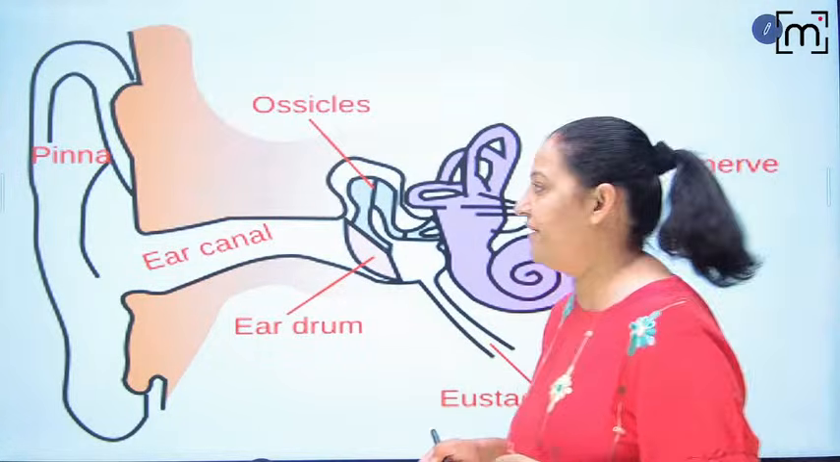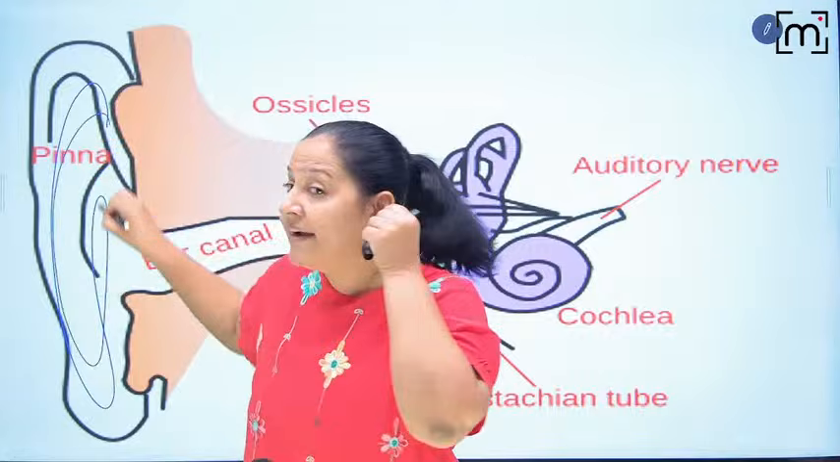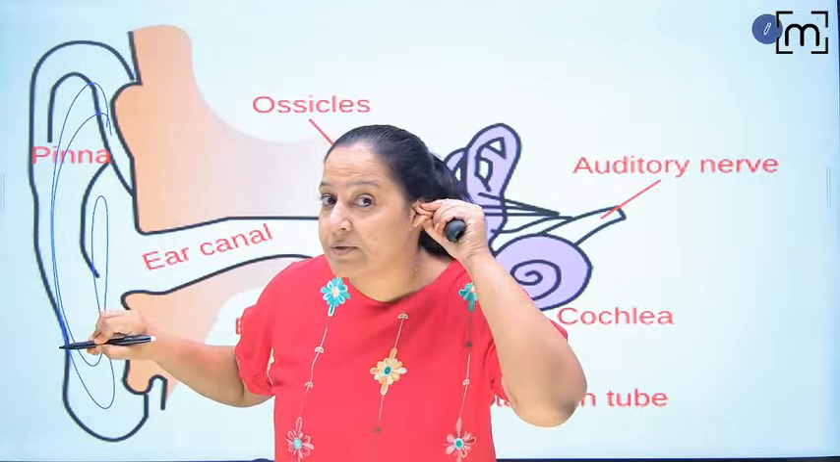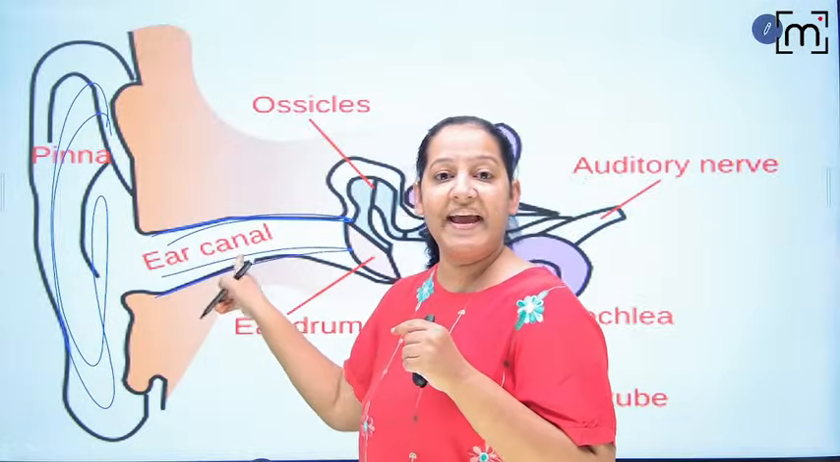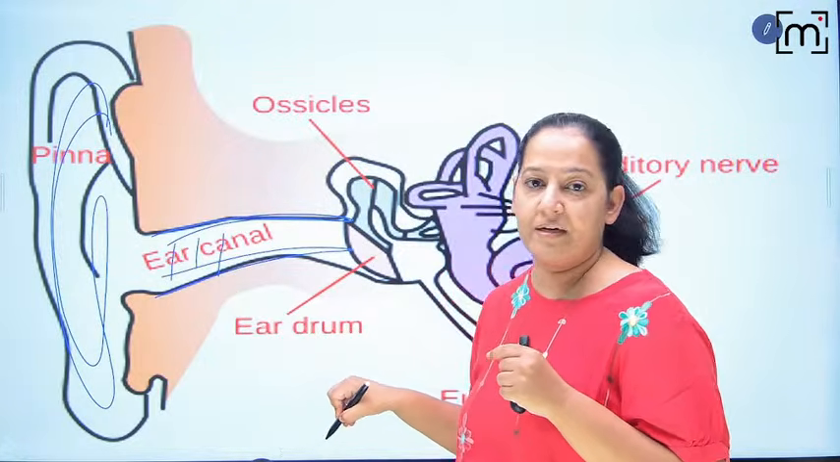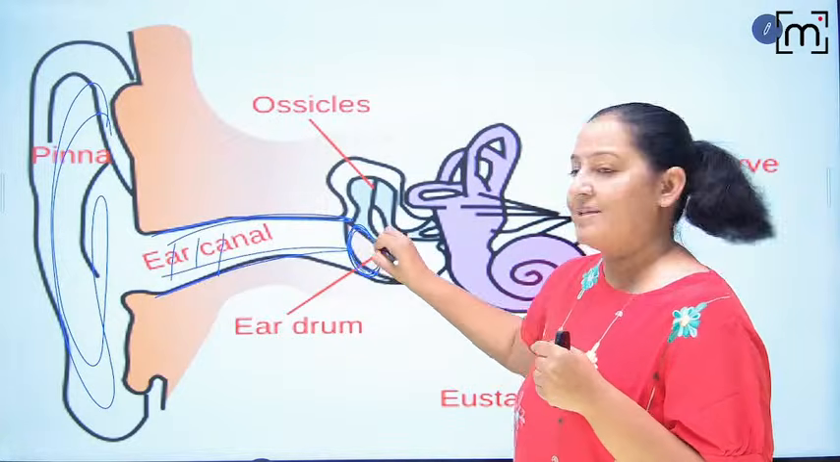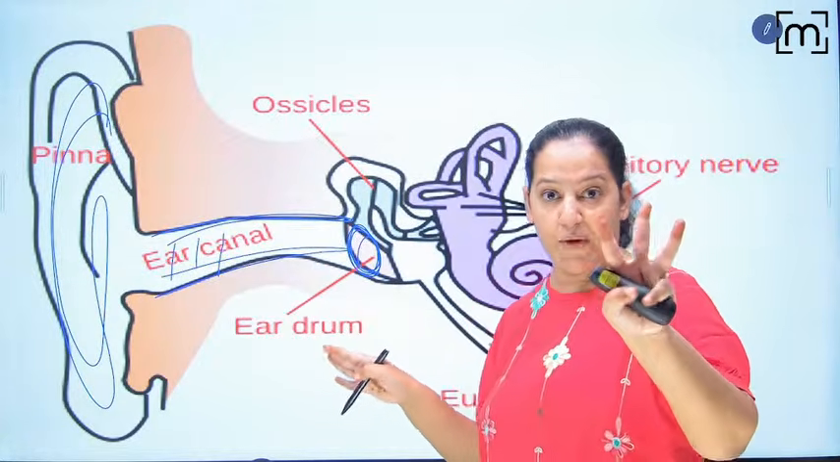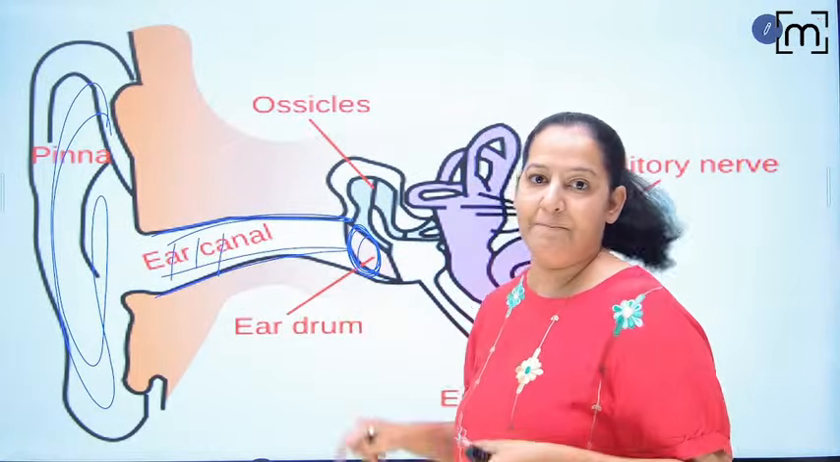Can you mark it over here? Where is pinna? This portion is known as pinna. Appreciate this portion. It's visible outside. It is cartilaginous. This is external auditory canal, EAC, external auditory canal or external acoustic canal. And this is known as tympanic membrane. So this is external ear, the 3 portions of external ear. Can you say with me? Pinna, EAC, and tympanic membrane.